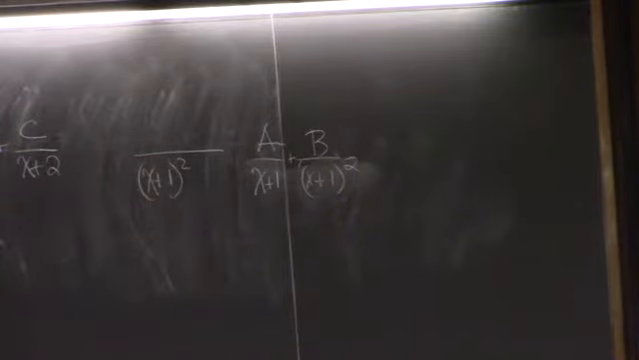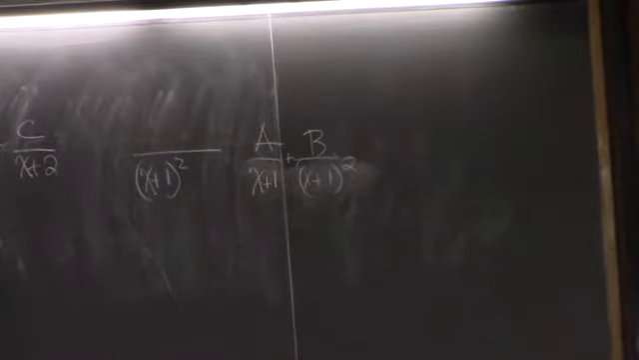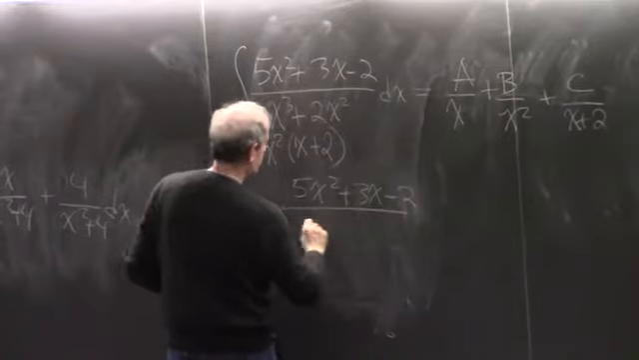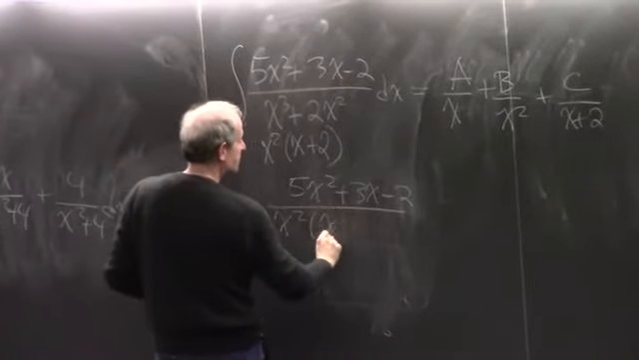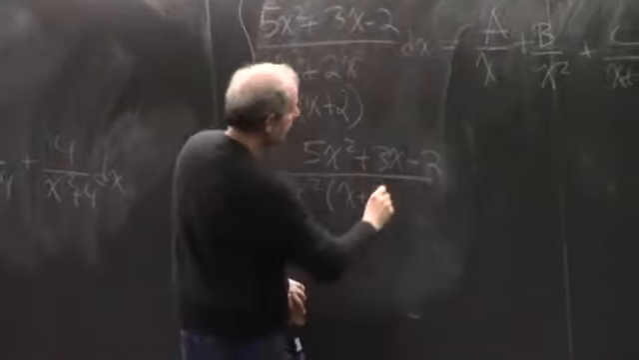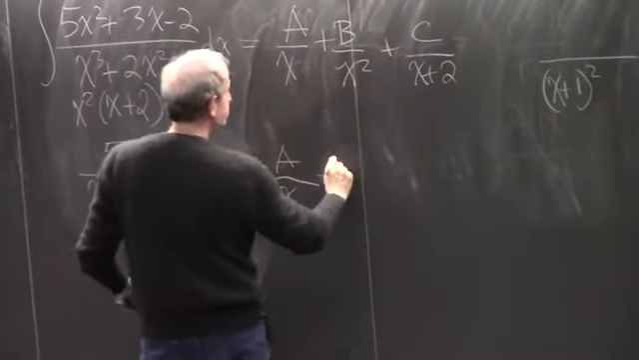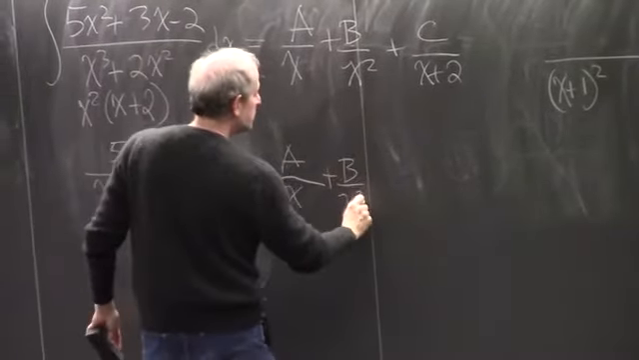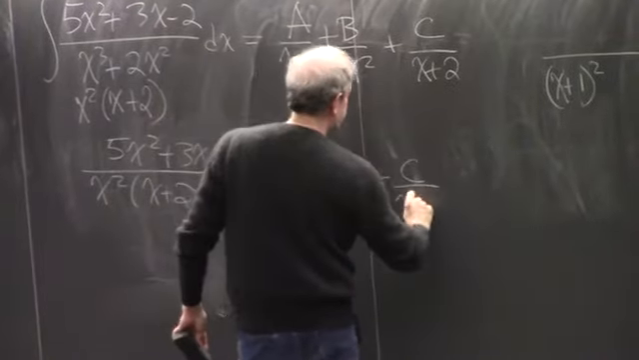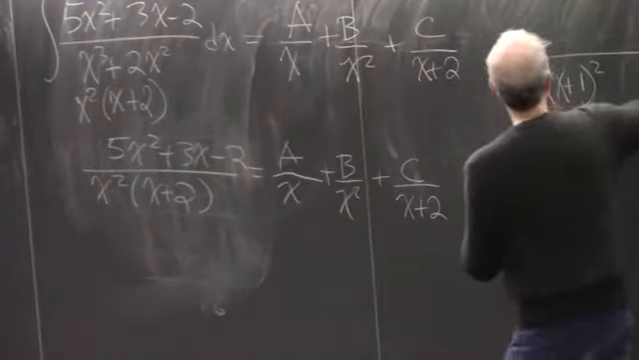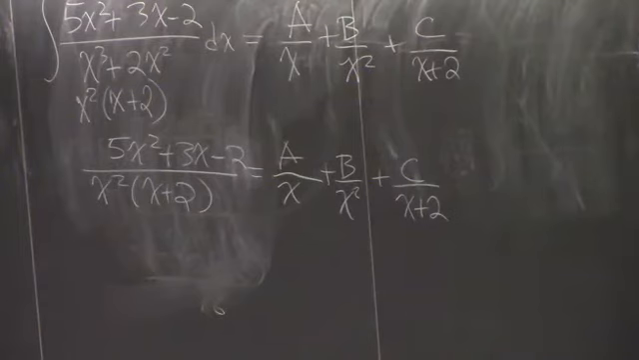So you would have 5x squared plus 3x minus 2 over x squared times x plus 2 equals a over x plus b over x squared plus c over x plus 2. And that takes a little algebra.